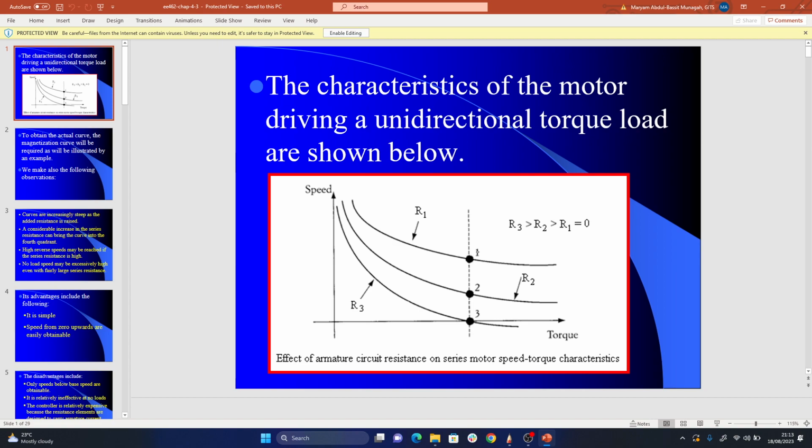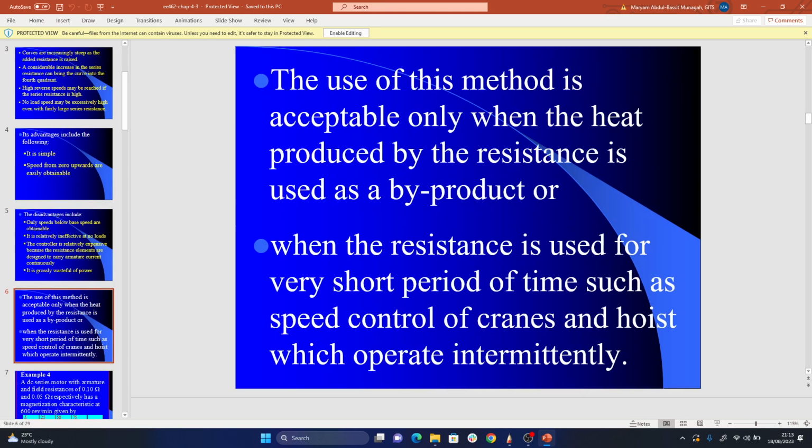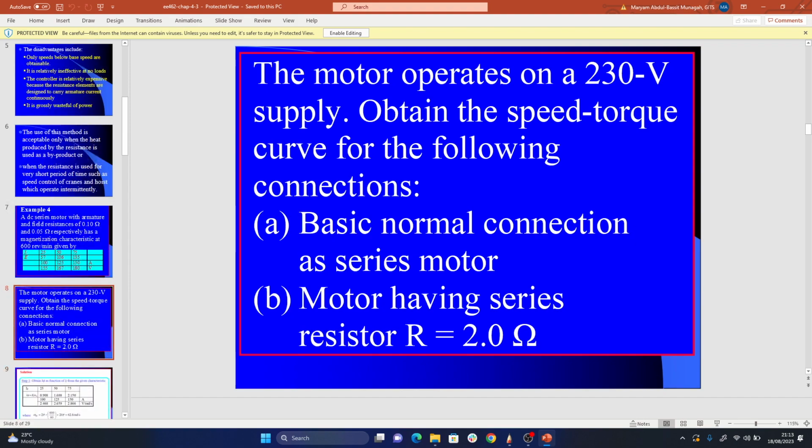So the higher the resistance that I add to the circuit, the more the voltage drop across it, hence the less the voltage that gets to the armature. And once I've reduced the voltage at the armature, I reduce the speed. So R3 is the highest resistance, so that has the smallest speed. I1 is the normal condition. So that's what we have here.